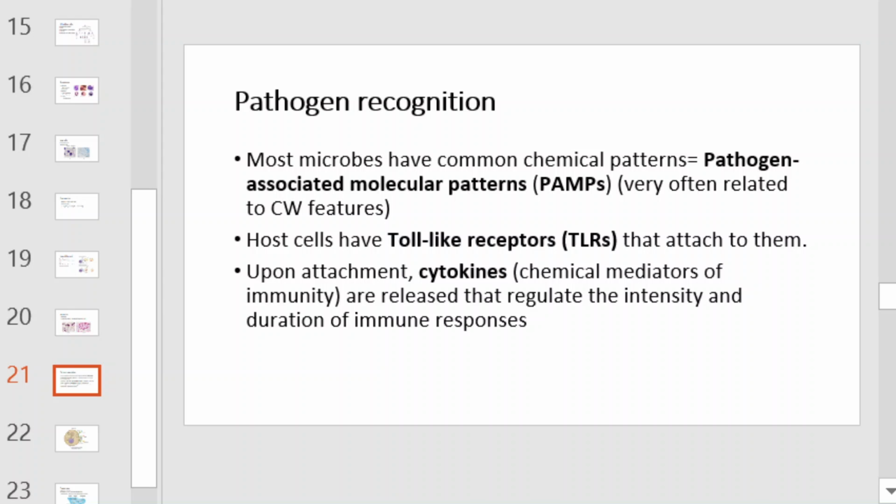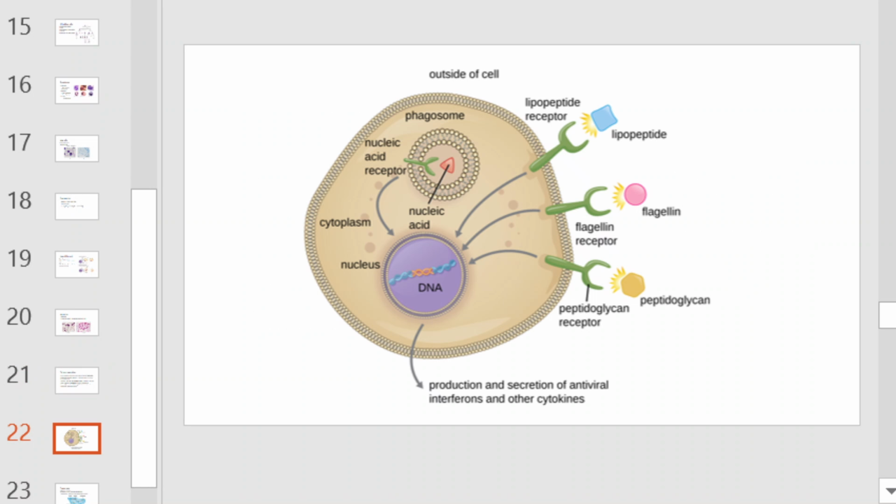Pathogen recognition. Most microbes have common chemical patterns, pathogen-associated molecular patterns, or PAMPs. These are very often related to cell wall features. Most cells have toll-like receptors, or TLRs, that attach to them. Upon attachment, cytokines, chemical mediators of immunity, are released that regulate the intensity and duration of the immune response. This is an illustration of that process.